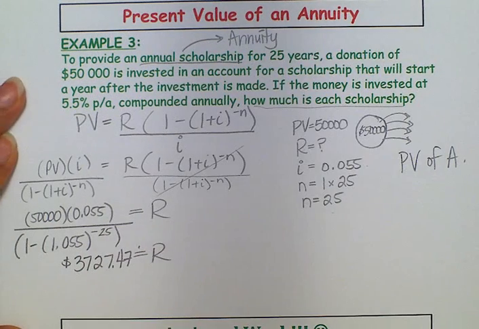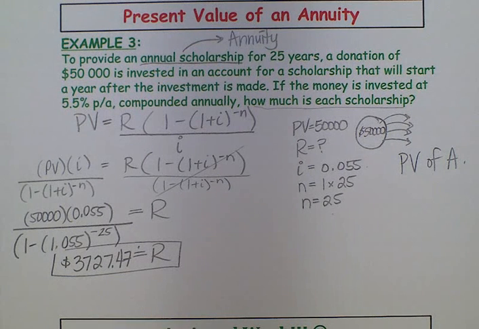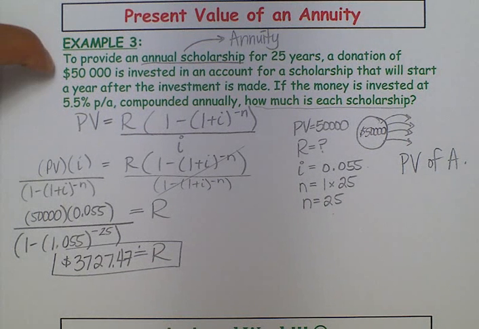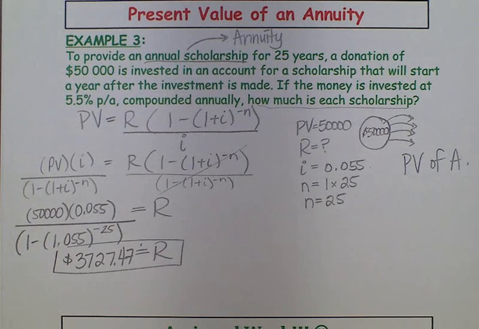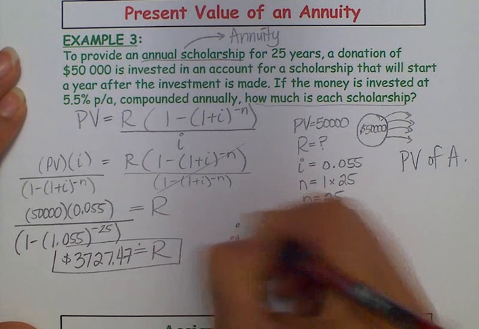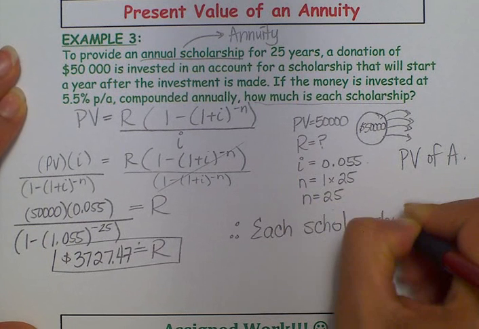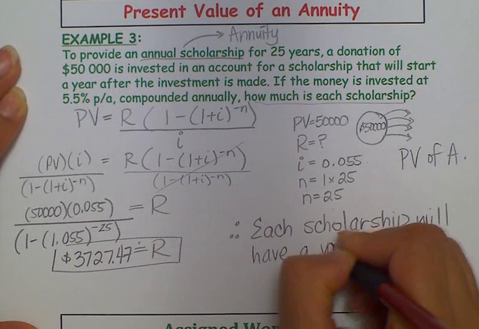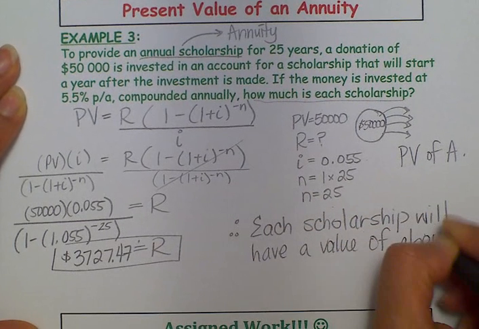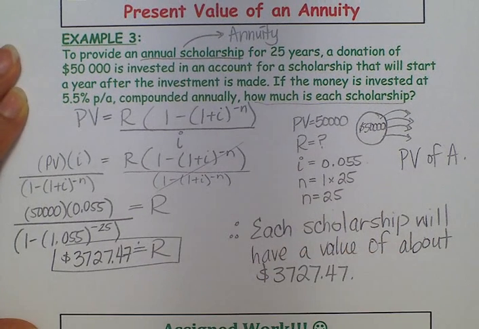Okay, so the value of each scholarship would be about $3,700, and over a span of 25 years, that'll accumulate to quite a bit. So right now $50,000 will be invested. Over a span of 25 years, each year the scholarship will be about $3,700. So therefore, each scholarship will have a value of about $3,727.47. Okay, and that's pretty much it.